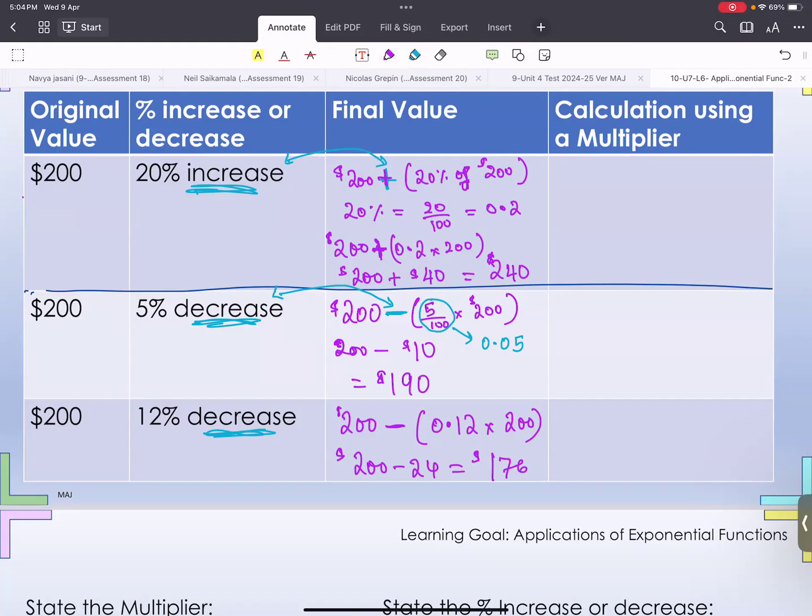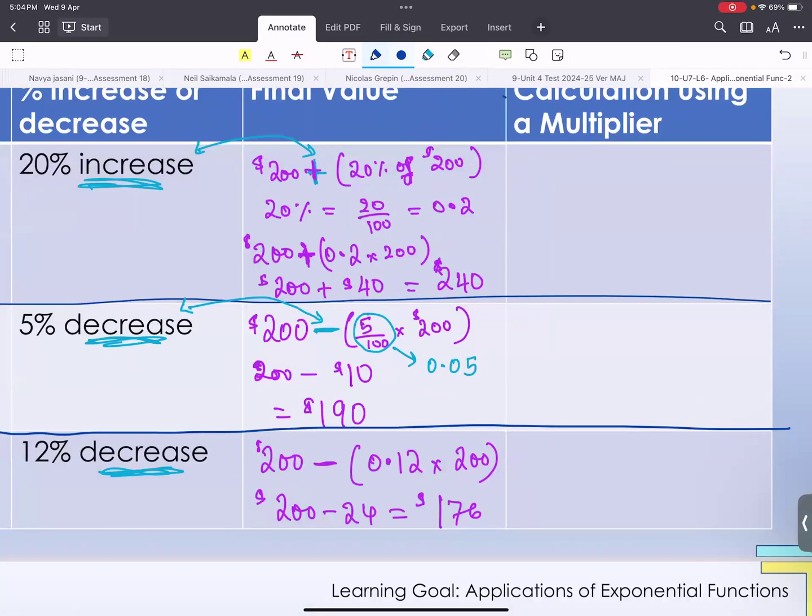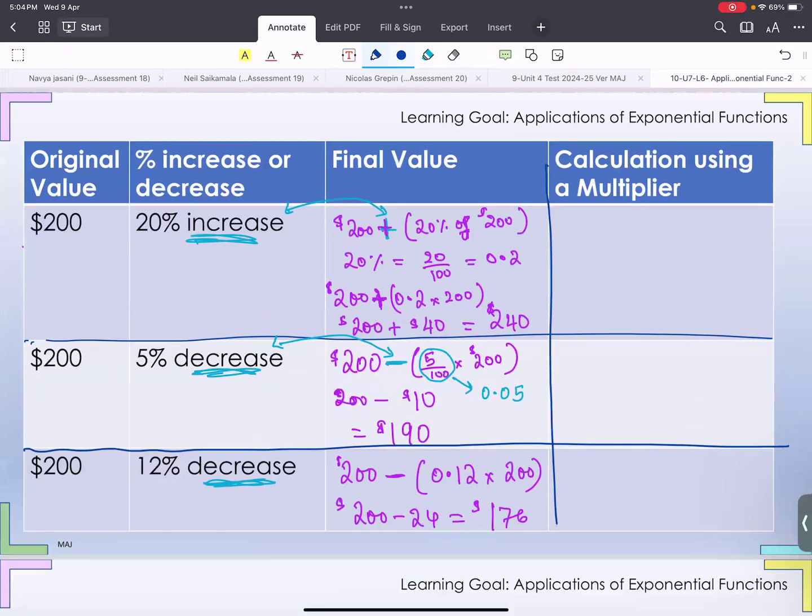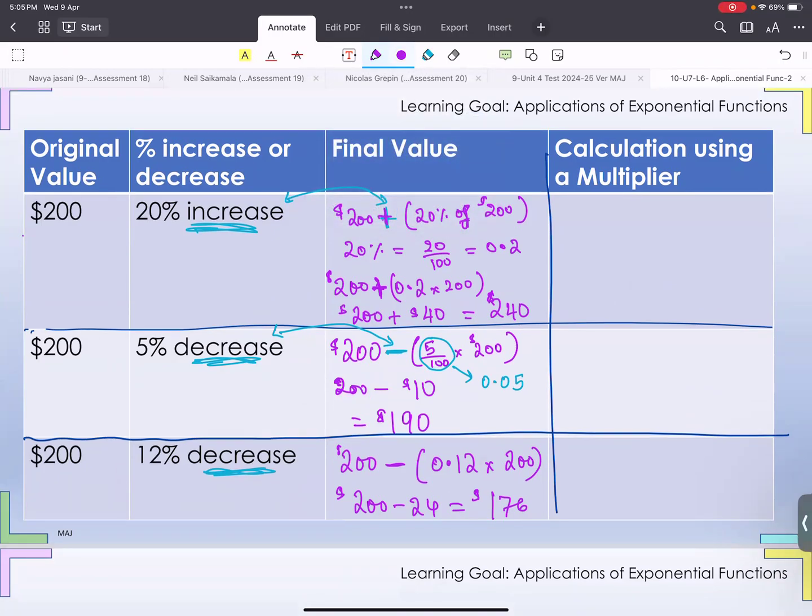So far, there's nothing extremely new. It's all what you've already done in grade 9. We're now going to use a multiplier, which you might have also done in grade 9. So for a 20% increase, the multiplier is 1 plus 0.2, which is 1.2. What does this multiplier mean? This multiplier means I can just take $200 and multiply it by 1.2. Go ahead, get your calculators out and try it out. It should give me the same answer of 240.